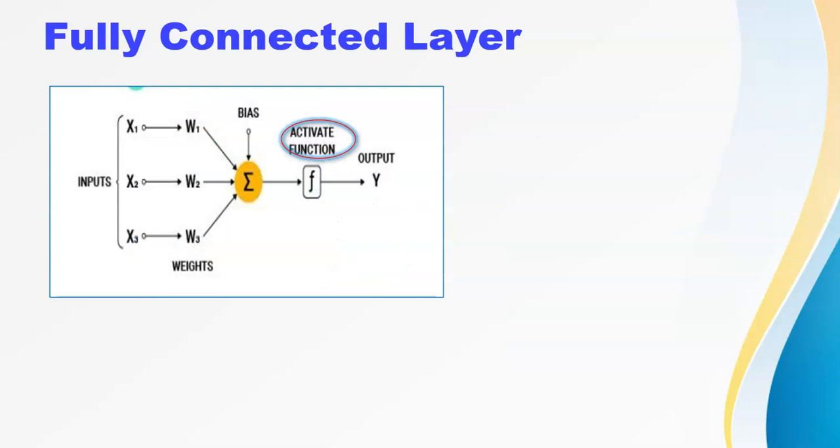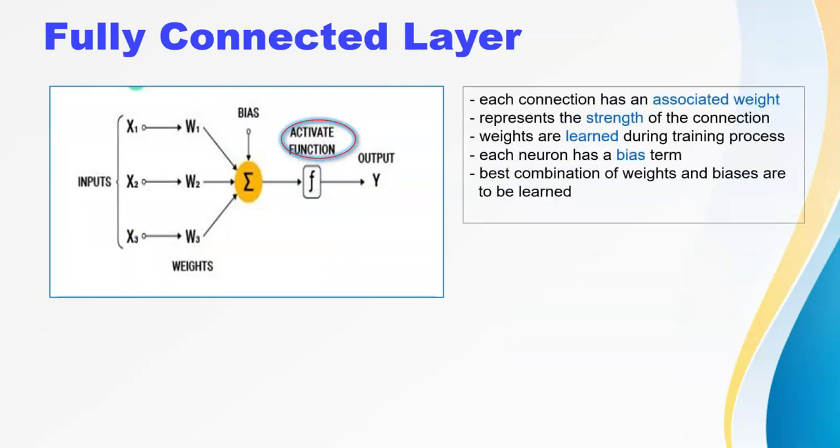In the fully connected layer, each connection has an associated weight that the neural network learns, representing the strength of the connection. The weights are learned during the training process. Additionally, each neuron has a bias term, allowing the network to learn the best combination of the weights and the biases to make accurate predictions. Mathematically, each layer in the neural network would compute output equals weight times input plus bias.